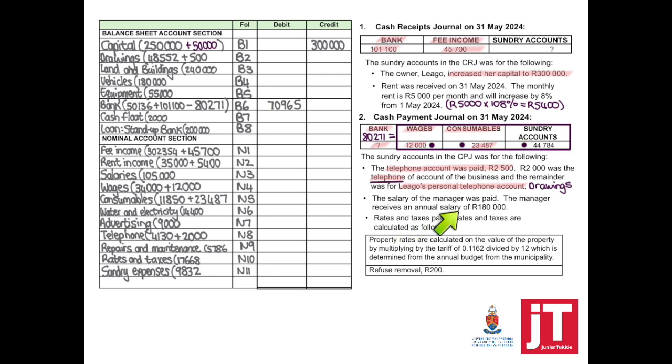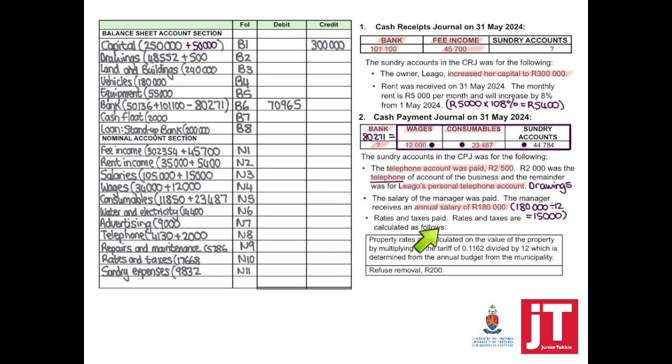The next transaction says the salary of the manager was paid. The manager receives an annual salary of 180,000. Be careful again. It says per annum, but we paid the manager her monthly salary. This means that we have to take 180,000 divided by 12, which means 15,000 will be added to the salaries account.